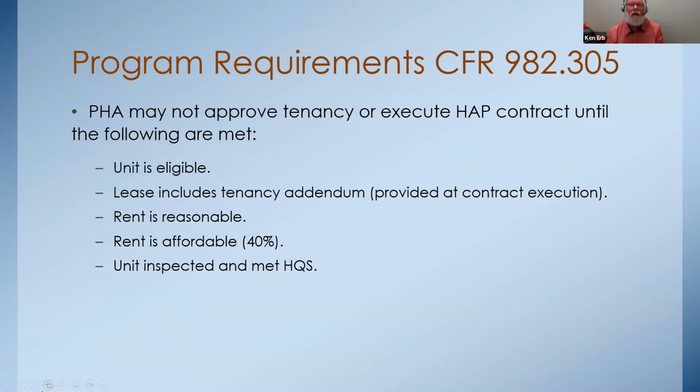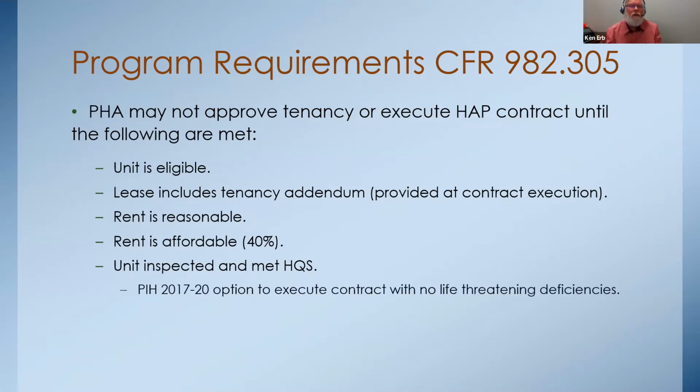The lease, including the tenancy addendum, has to be provided at contract execution. The rent has to be reasonable. The rent has to be affordable, meaning the family cannot pay over 40%, and the unit must be inspected and met housing quality standards. So with COVID and some other things, the Public and Indian Housing Notice 2017-20 gives the PHA an option to execute a HAP contract with no life-threatening deficiencies. OHFA is using this for new admissions to the programs and anybody that is coming to our agency through the use of portability.